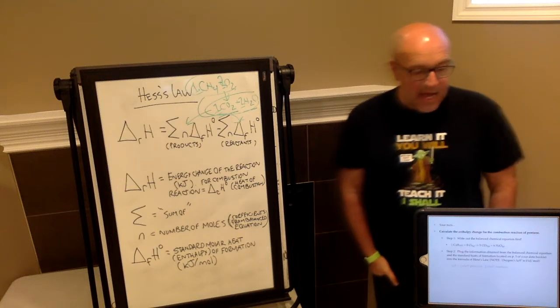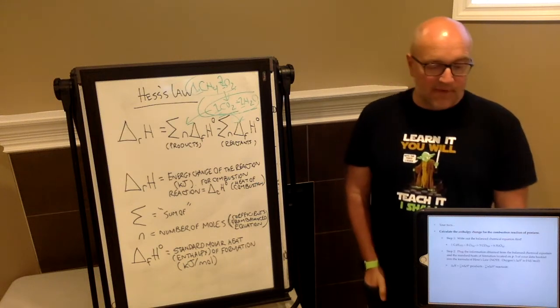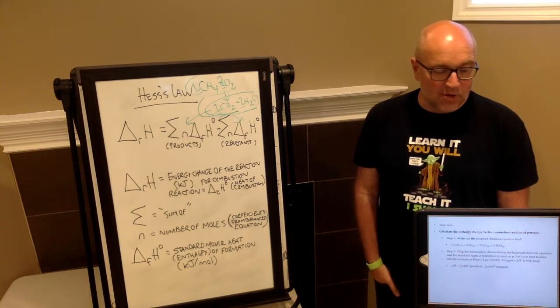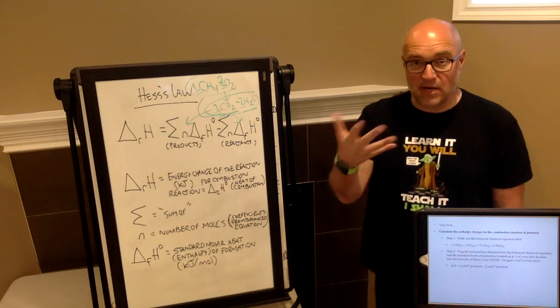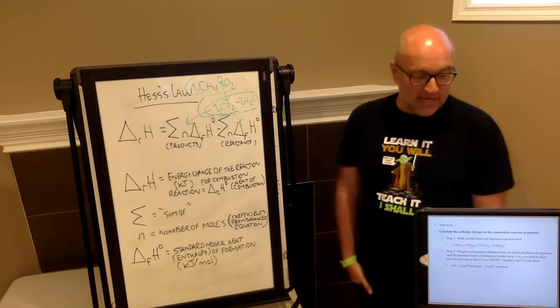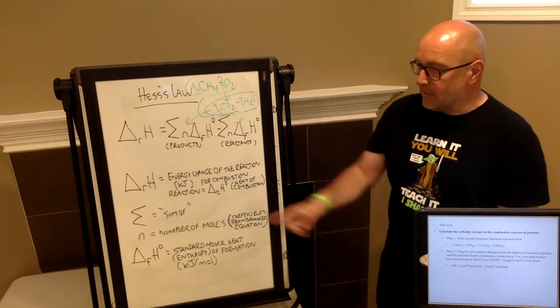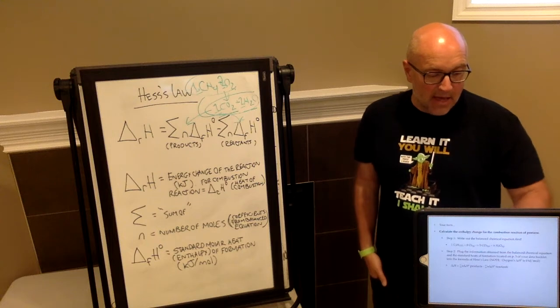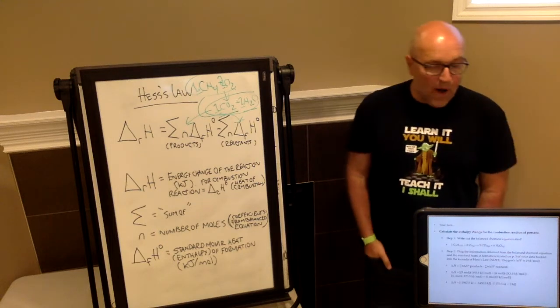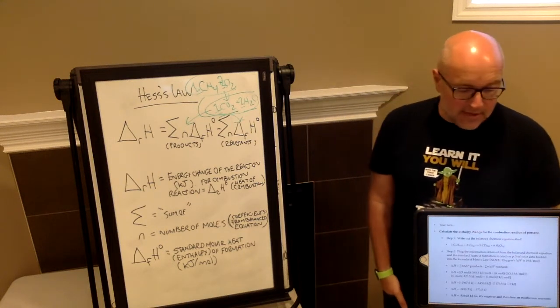Once I've done that, I'm going to plug all the information obtained from the balanced chemical equation, and I also have to find my standard heats of formation off of page 5 in the data booklet, into the formula for Hess's Law right up here. You're going to put your products before your reactants.